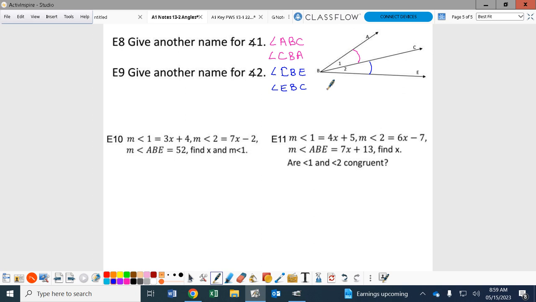Okay, now based on the information that's down here on number 10, it says the measure of angle 1 is going to be 3x plus 4. And that the measure of angle 2 is going to be 7x minus 2.